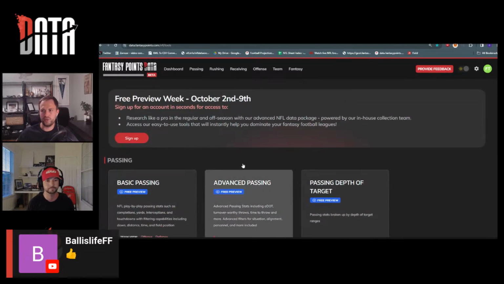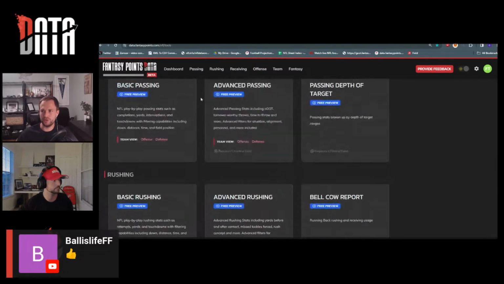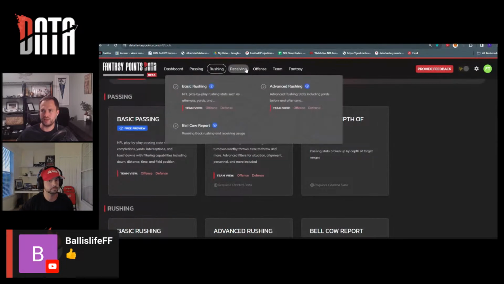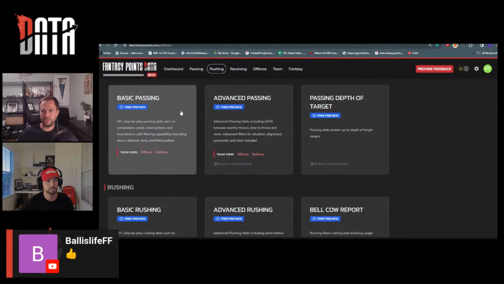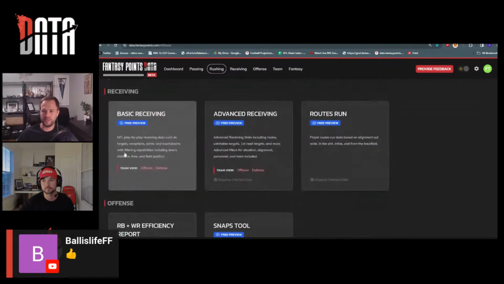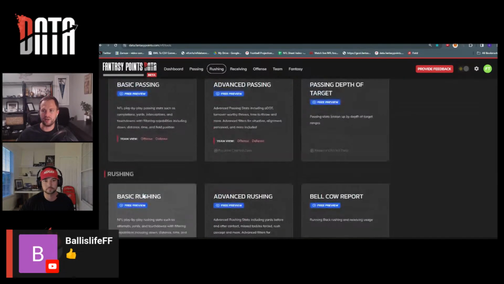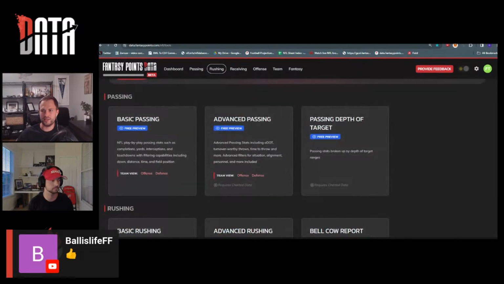So when you load up the tool, you'll land on our dashboard here. This is where you can get to all the tools. You can also get to them using these tabs up at the top. Initially, we broke it down into sections based off of what kind of category they fall into. So under passing, we have 3 basic tables: one for passing, rushing, and receiving. Those are always free. That is not just a this week thing. That is an anytime thing.